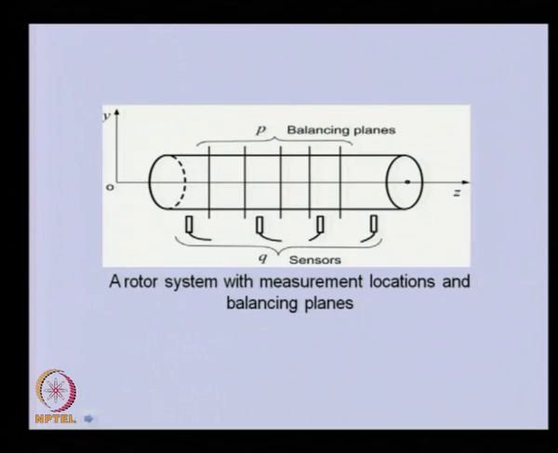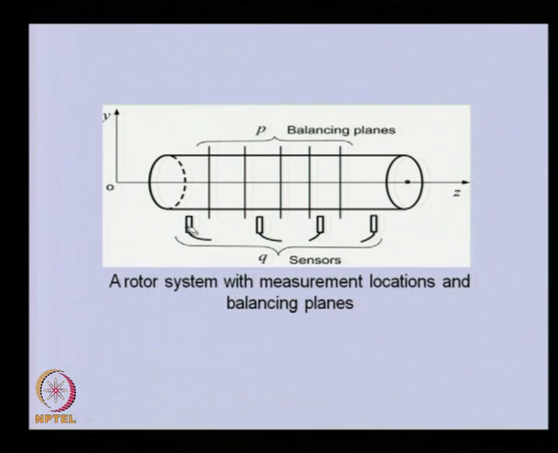So, for the balancing purpose, let us say we have a rotor system in which we have p number of balancing planes. That means we want to balance p number of modes, and these balancing planes we have chosen arbitrarily here, but even the choice of the balancing plane is important, and obviously that should not fall in the place where the nodes are present, otherwise whatever mass we keep on this plane will be ineffective.